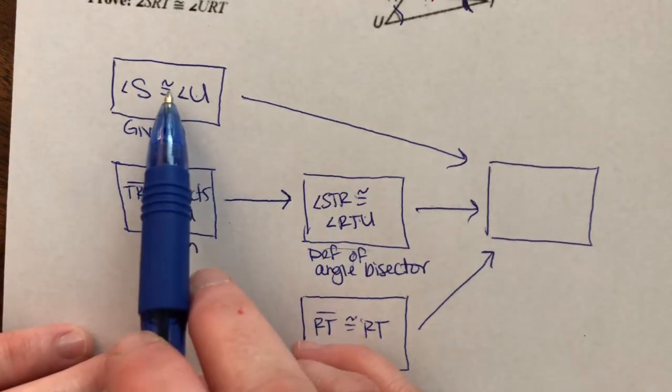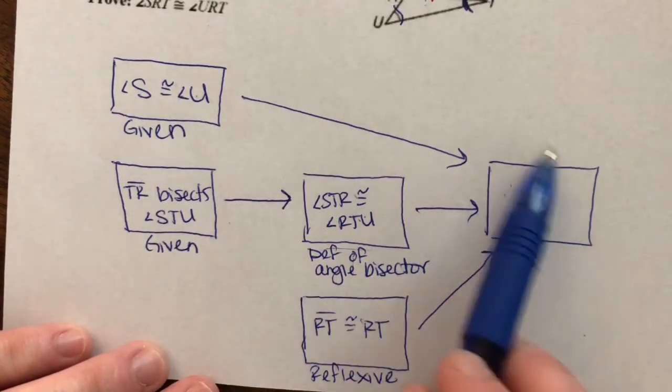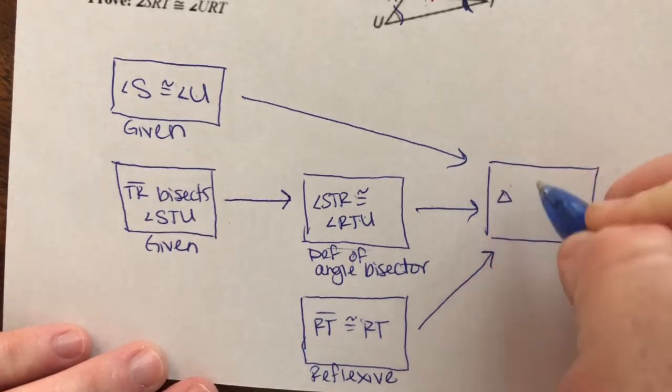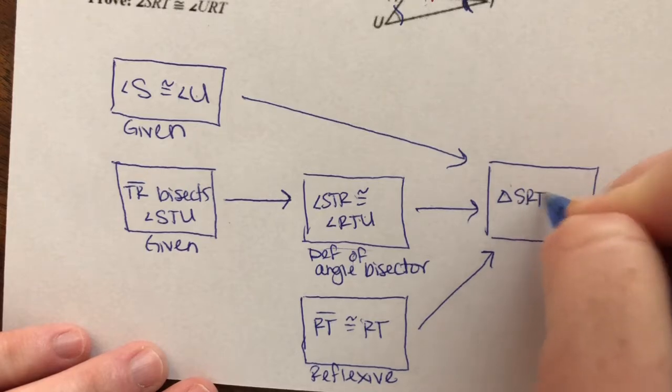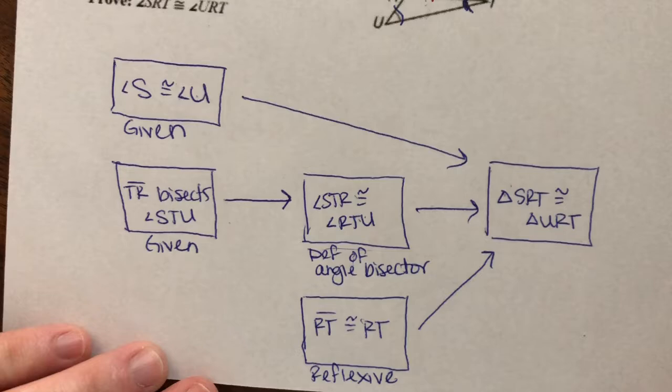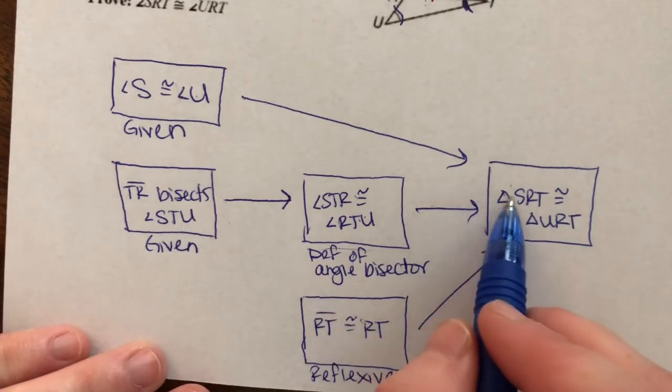This didn't need anything to help it out. This directly impacts what we're trying to prove. This is one of the three statements we need to prove our triangles are congruent. Triangle SRT is congruent to triangle URT, right? This guy did not directly affect this.